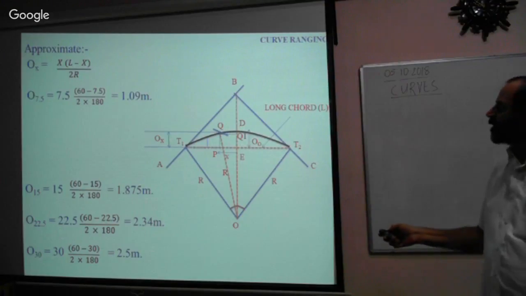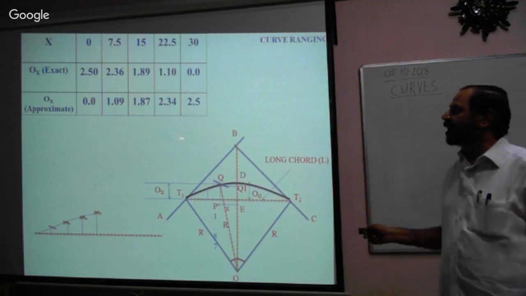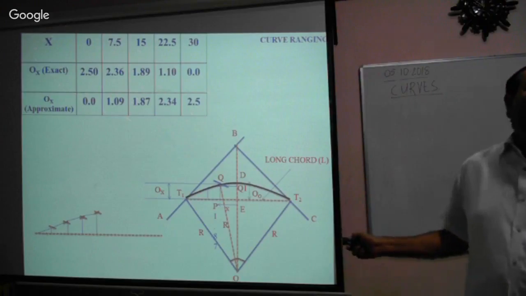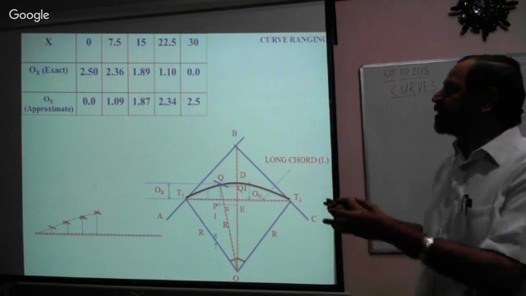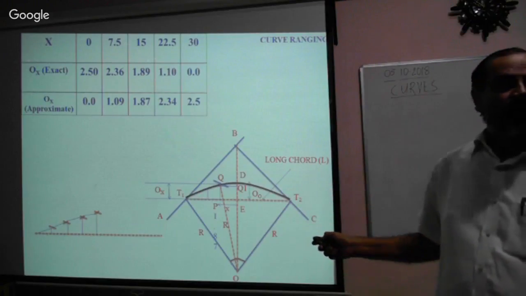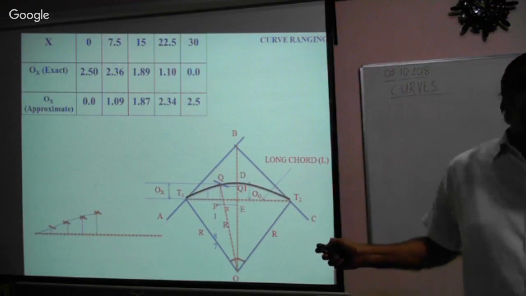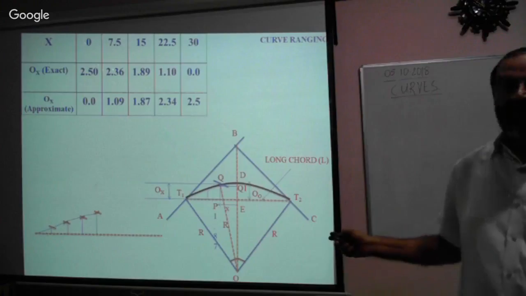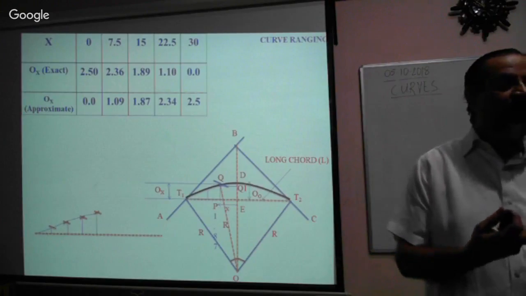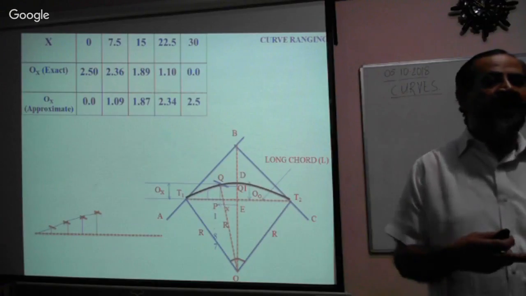Next, we will prepare the table. This table is called the curve table. You must carry this data to the field: the curve table, chain, tape, arrows, and cross staff. You have to carry these things and go to the field.